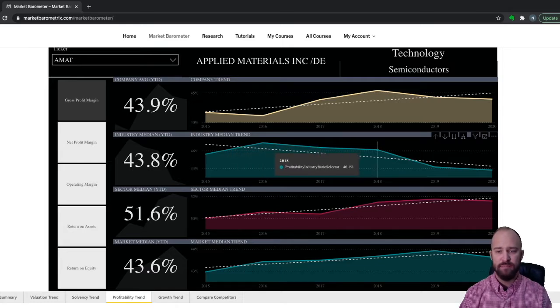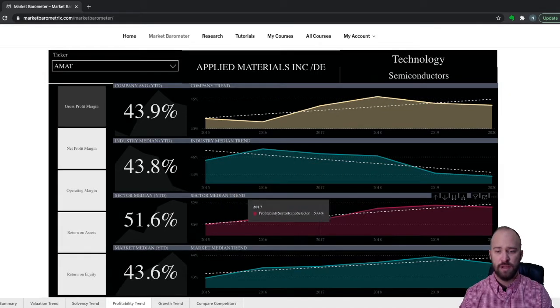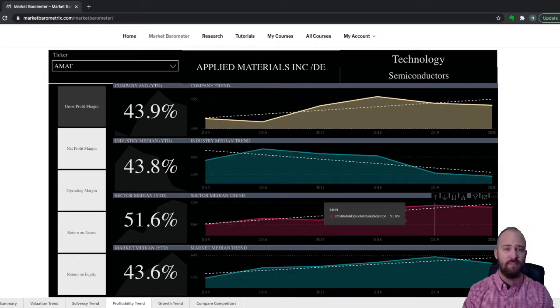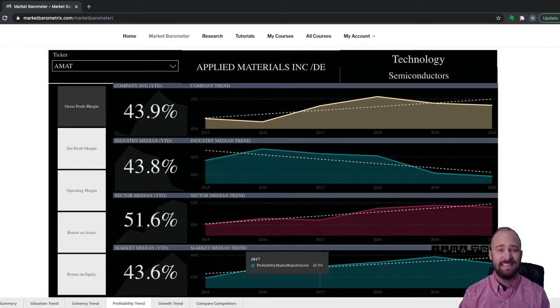Below that, this light blue chart here is going to be the industry median for the financial ratio you have selected. So Applied Materials is in the semiconductors industry, and this chart is giving us a look at the industry median of the gross profit margin and how that's trended through time. Below that, this chart in red is going to give us the same thing but for the entire technology sector. And below that, the same thing but for the entire market.